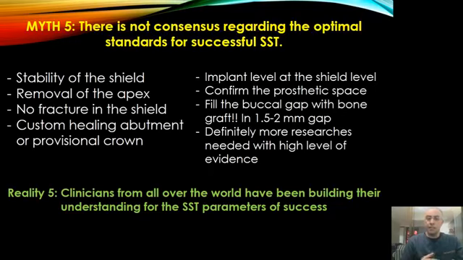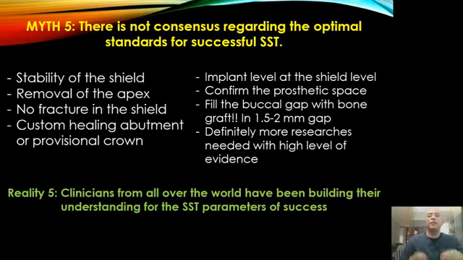First, stability of the shield is the key to success, as I said. Nobody should hesitate to remove the shield if we have any mobility in it. Removal of the apex is essential. We don't need to have any apical tissues left behind. No fracture in the shield, although Bomber and Husler showed a vertical fracture case report, the observation is that a fractured shield is going to be more problematic than an intact shield itself.